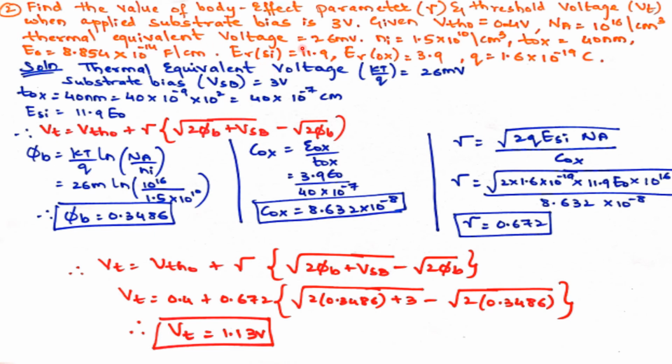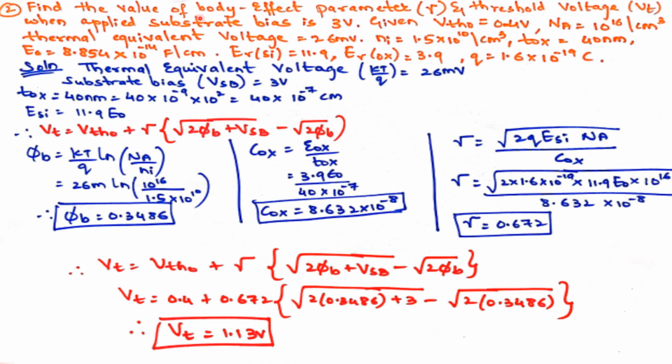So thermal equivalent voltage is given as 26 millivolt. Thermal equivalent voltage is nothing but Kt by Q. Substrate bias, that is VSB, is 3 volt. Thickness is given as 40 nanometer, that is 40 into 10 raised to minus 9 meters. Once converted into centimeter, Tox will be 40 into 10 raised to minus 7.